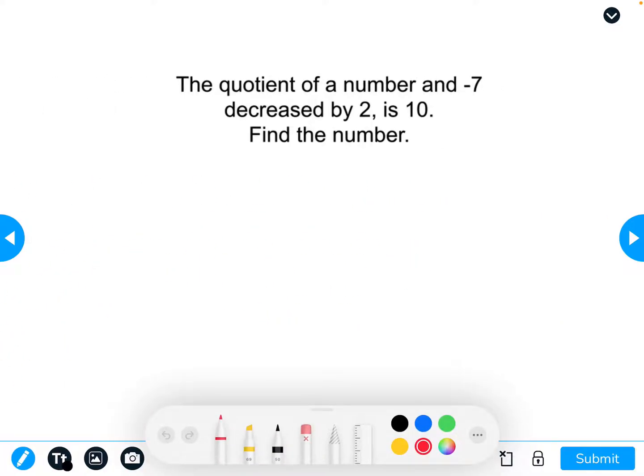All right, a new one. The quotient, okay, that means divides. I'm going to use a fraction bar of a number, that's my variable, and negative 7. So n over negative 7. The word decreased means subtract. Decreased by 2. Is means equals 10.